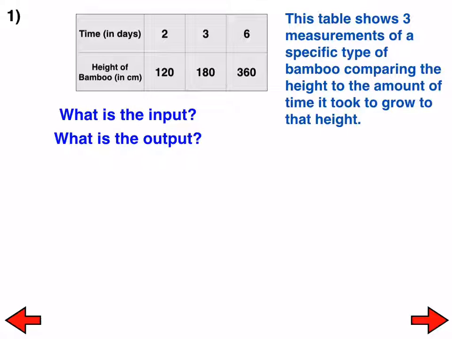Claire, what is the input? The time is the input. Very good. Which makes the height the output. If we know the time, we can figure out what the height is.